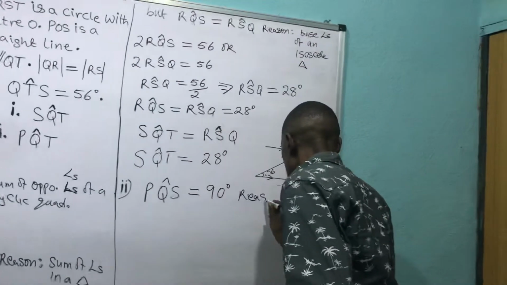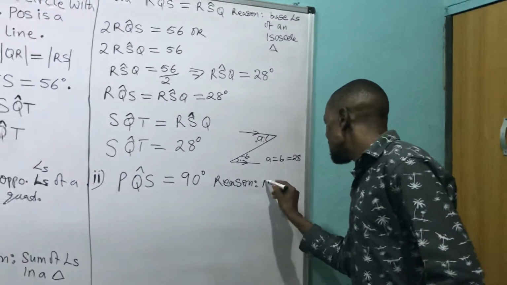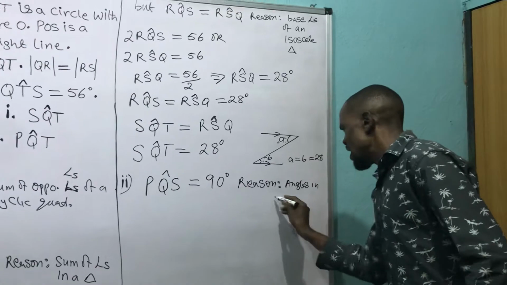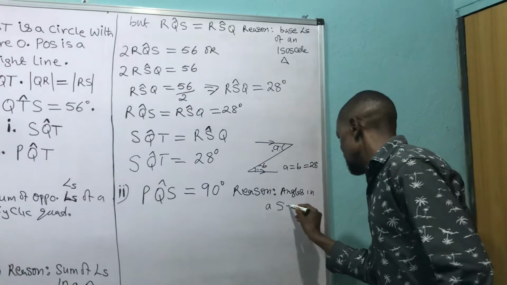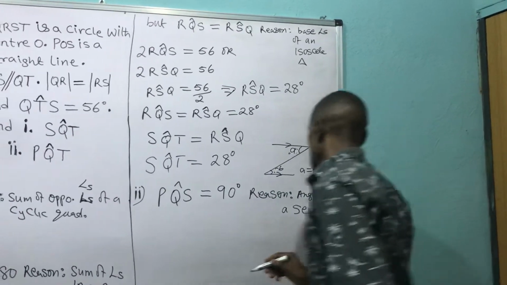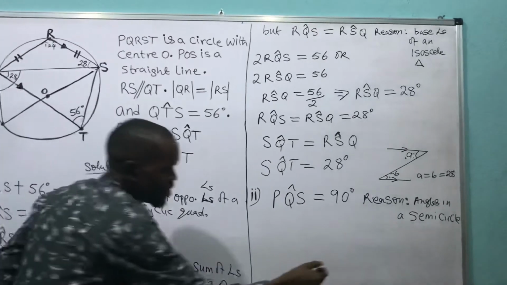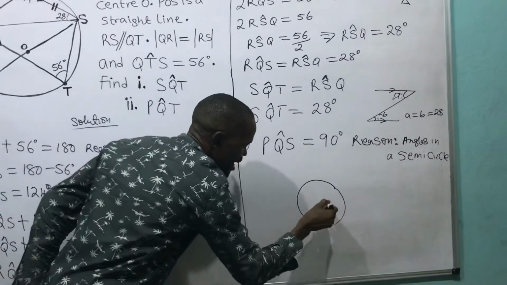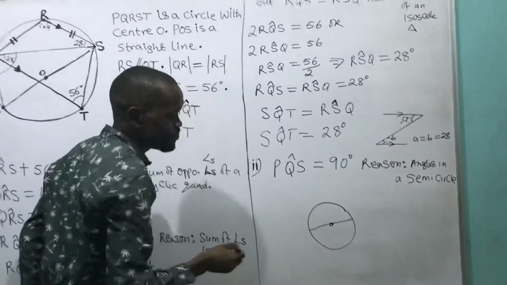You remember? Why did I say that? I said angle in a semicircle. Angle in a semicircle. What does it mean? Look at a semicircle. If I draw a line here, a circle, and the line passes through the center of the circle, this becomes a diameter.